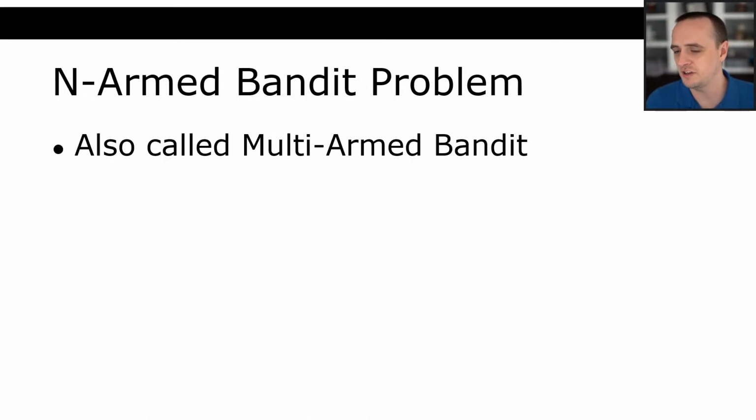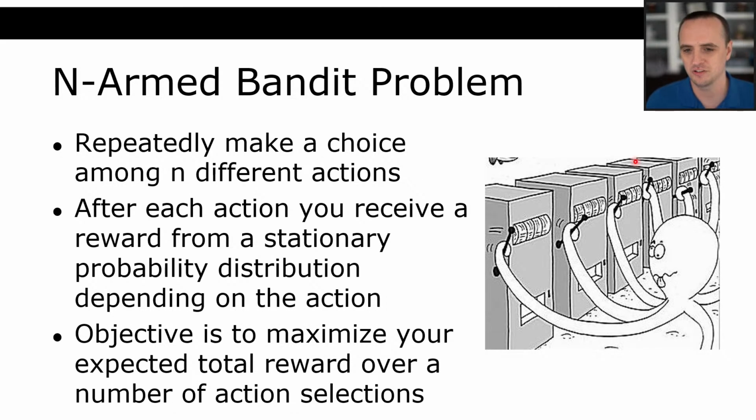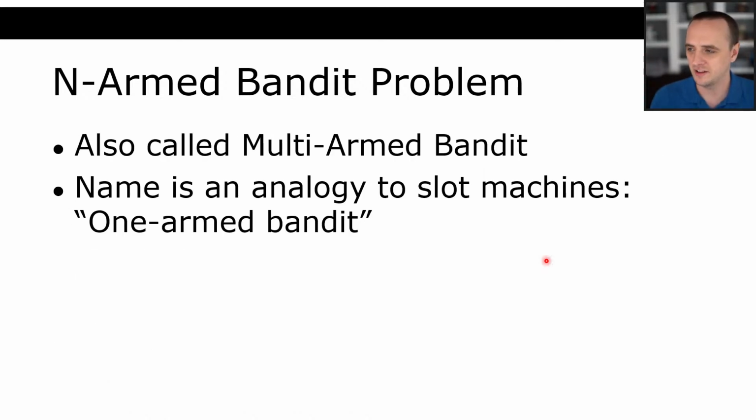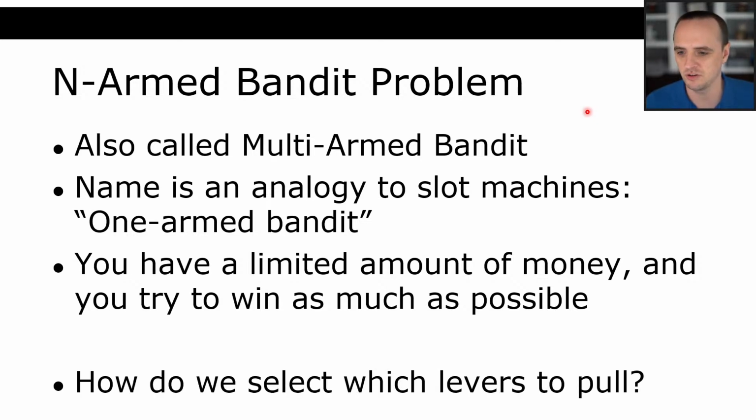It's also called the multi-armed bandit problem, and the name is an analogy to slot machines. Slot machines, at least the old ones, used to have a lever you had to pull to get them to work, because it was a mechanical device. That is the one arm, and it's a bandit because it's stealing money from you, right? Slot machines are not a profitable venture, and so they're called one-armed bandits. If you have many slot machines, then you have the multi-armed bandit. So you have a limited amount of money, and you're trying to win as much money as possible. So how do we select which levers to pull?